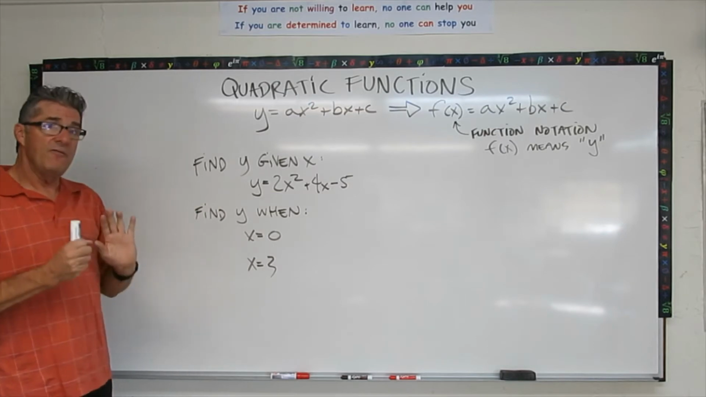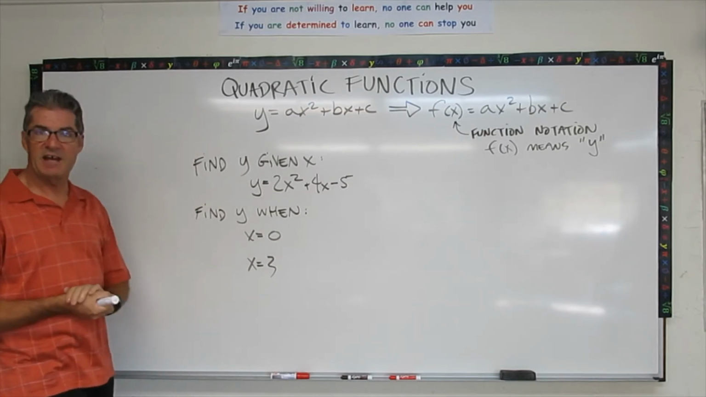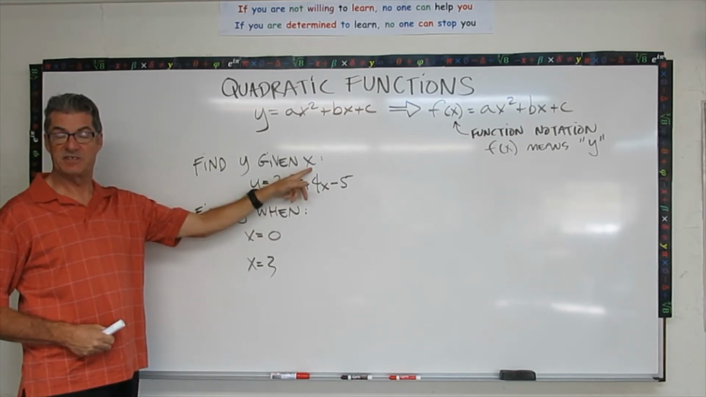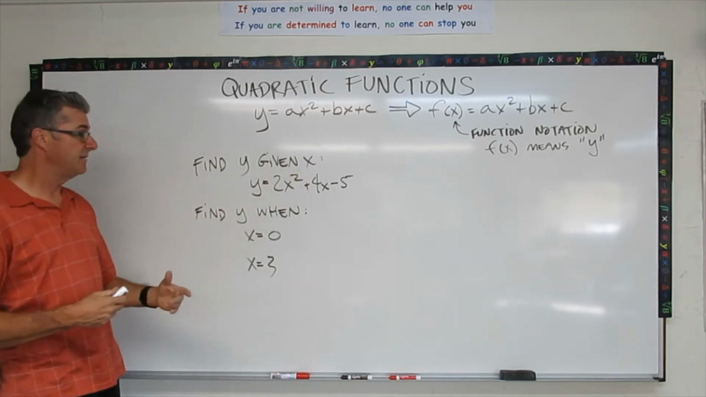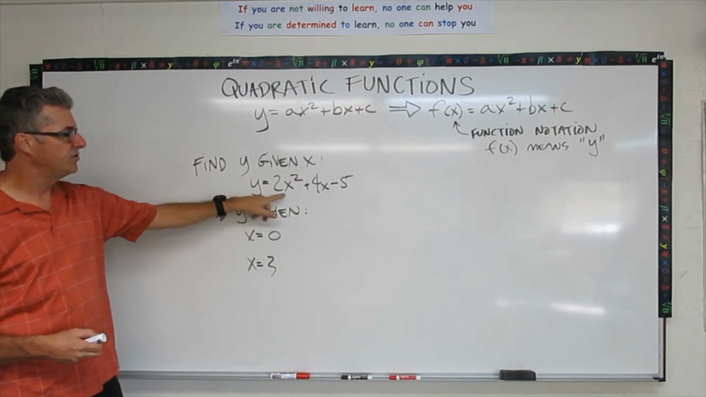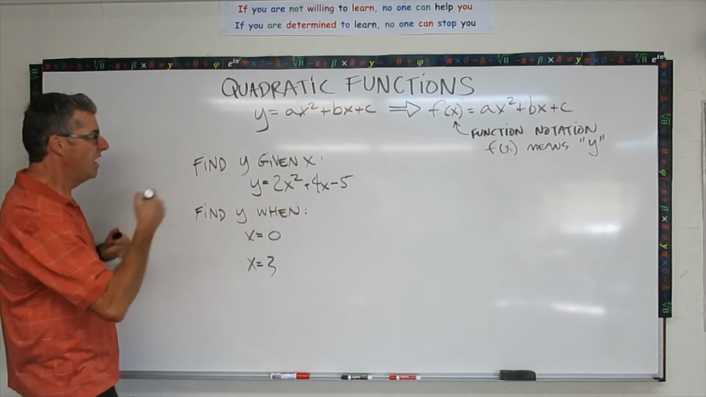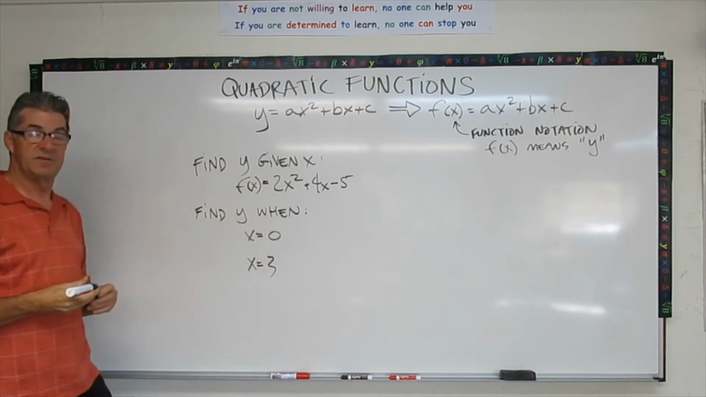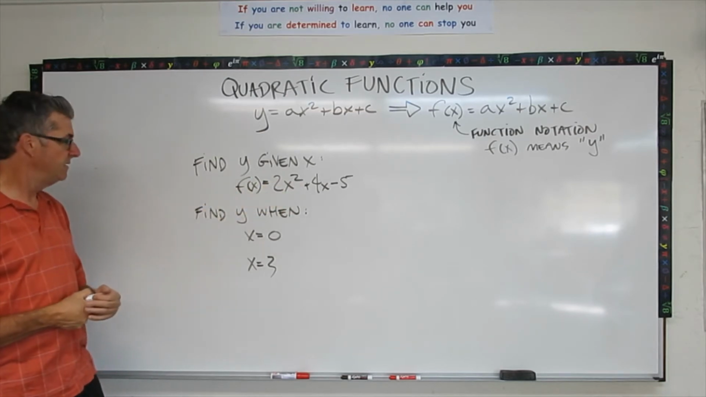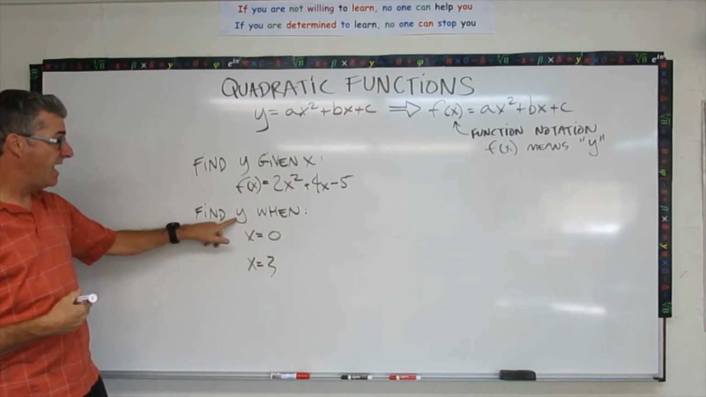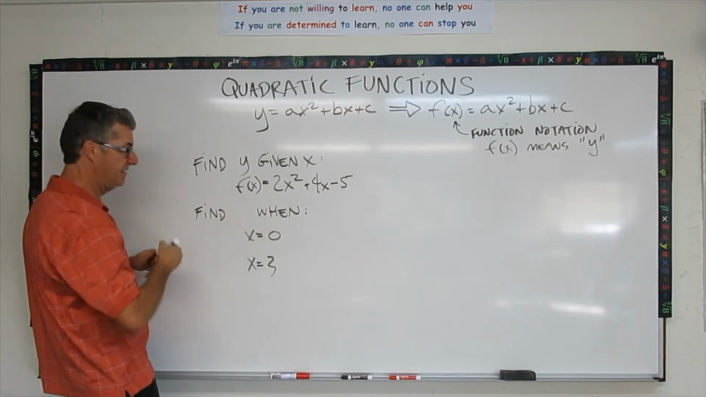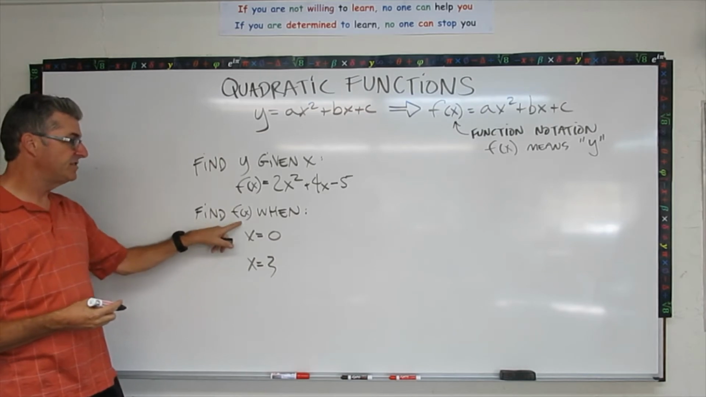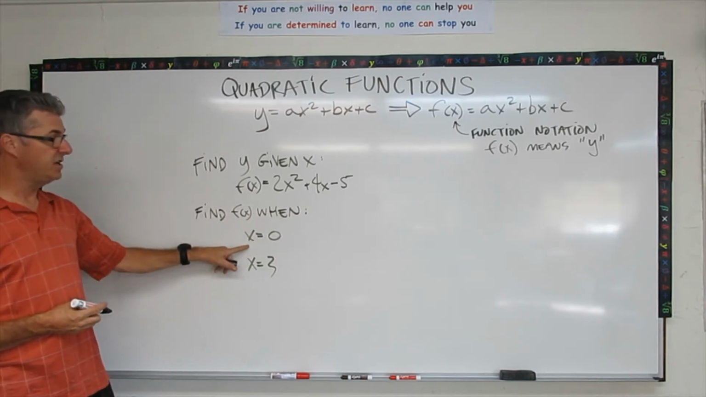Okay? So our first step in this particular activity is to find y when you're given a value for x. So this is a real straightforward plug-in. Here's my function, y equals 2x squared plus 4x minus 5. I could also write this, f of x equals that. Okay? So now we're going to find y. I could write f of x because that's y. So find f of x when x itself equals 0.